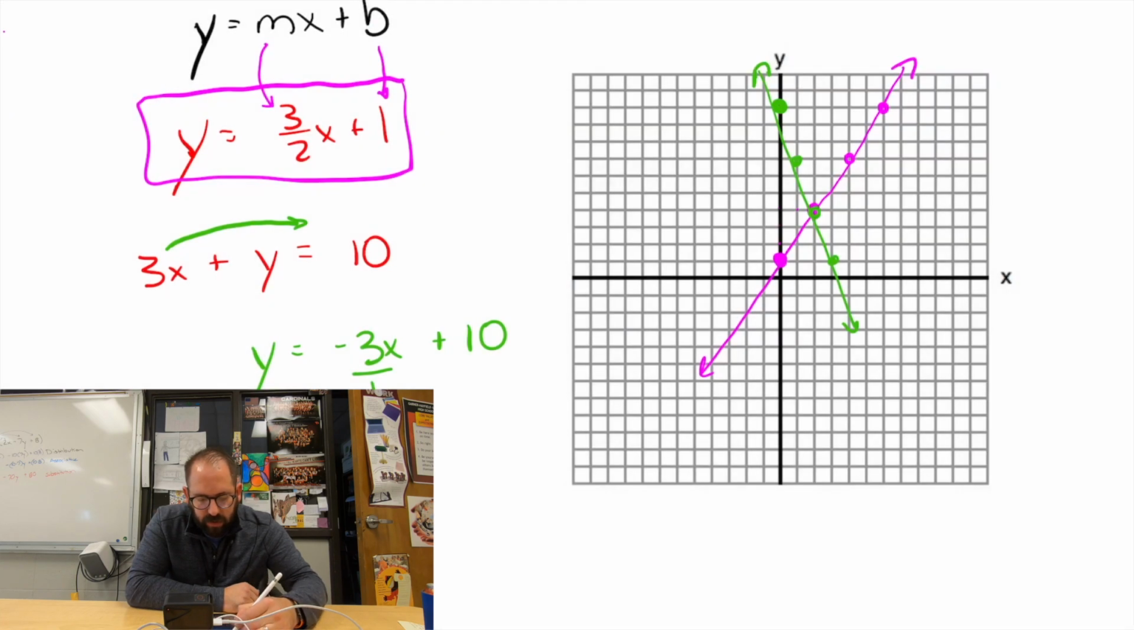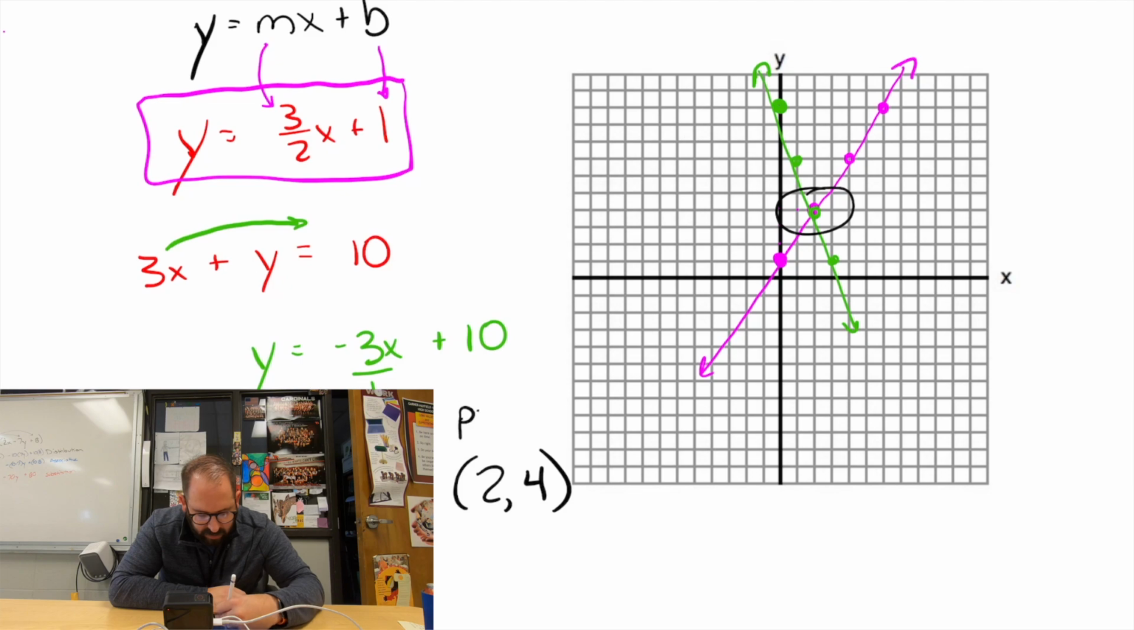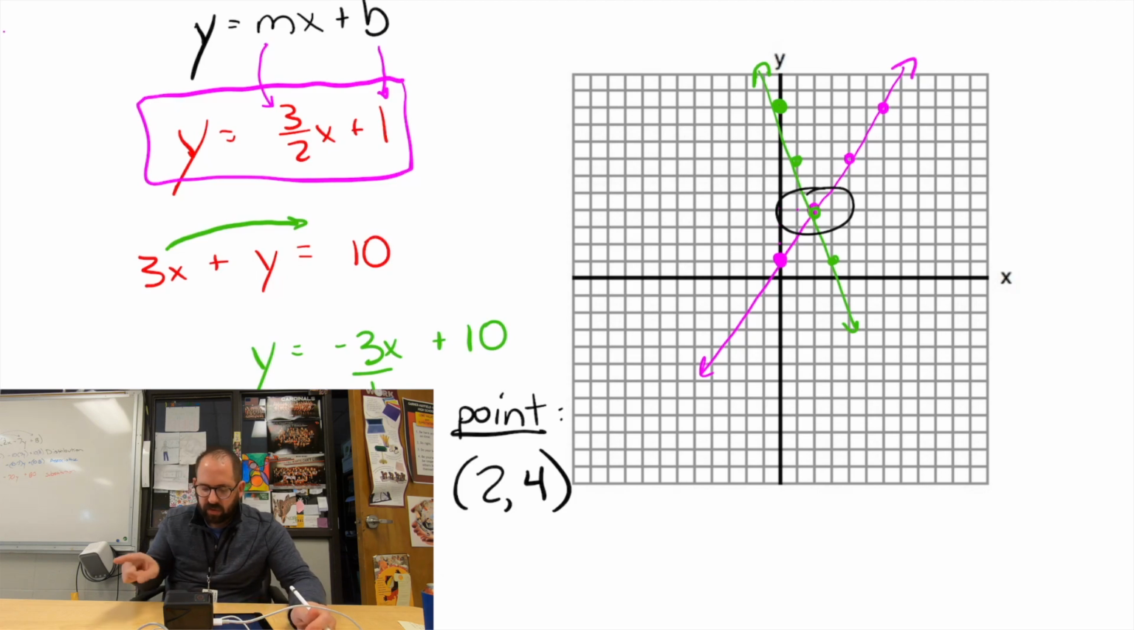And so the whole point of this, the point of intersection, it's right there. That was over 2 and up 4. That's the point where they crossed, and that's the whole goal of what we're trying to figure out. That's the point (2, 4). Remember, the x number is always first and the y number is always second. The up and down number is second. So 2 over, 4 up, and there's your coordinate.